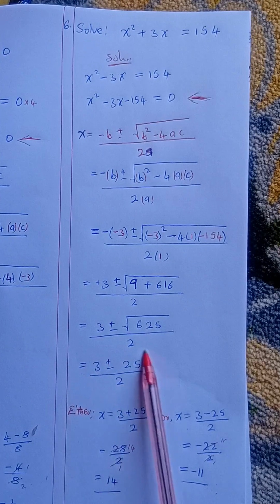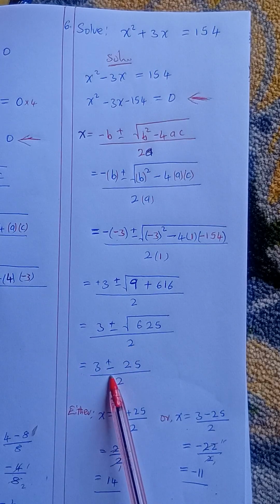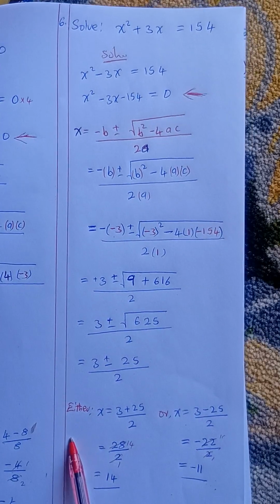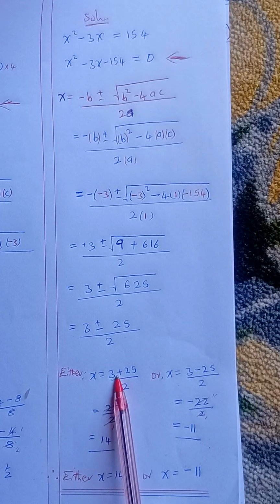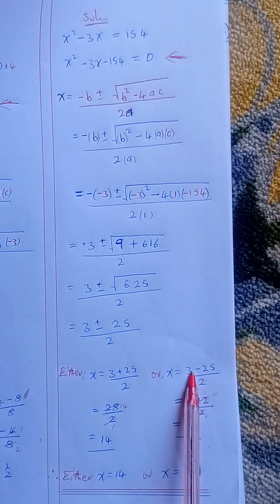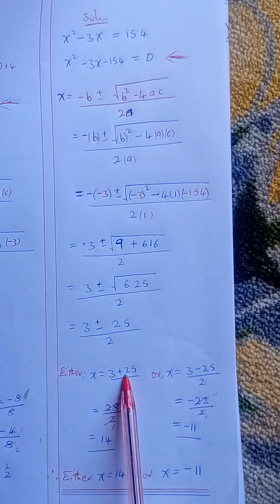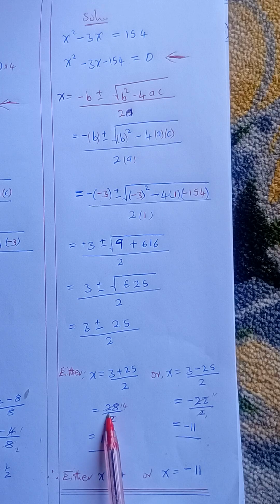So out of this one, we're going to separate. One of them will take the positive sign, another one will take the negative sign. So here it is. Either x is equals to 3 plus 25 out of 2, or x is equal to 3 minus 25 out of 2. So we begin with this side, which is equals to 3 plus 25, we get 28. The denominator is 2, so we can reduce by 2 here 1, by 2 here 14. So 14 out of 1 is the same as 14.